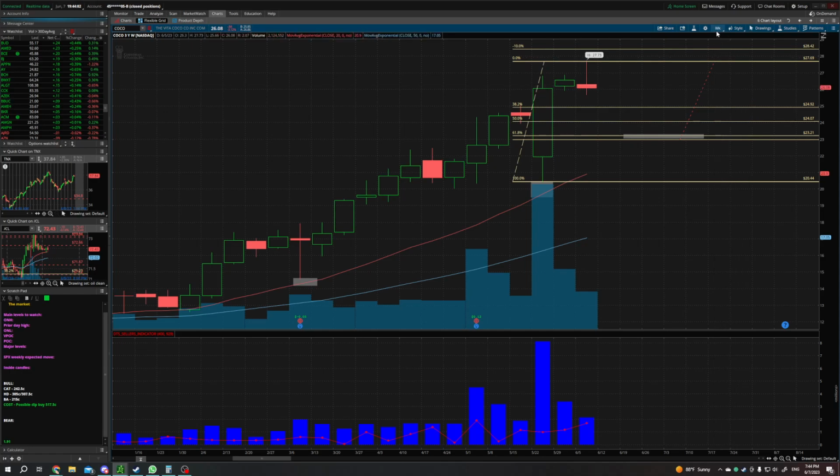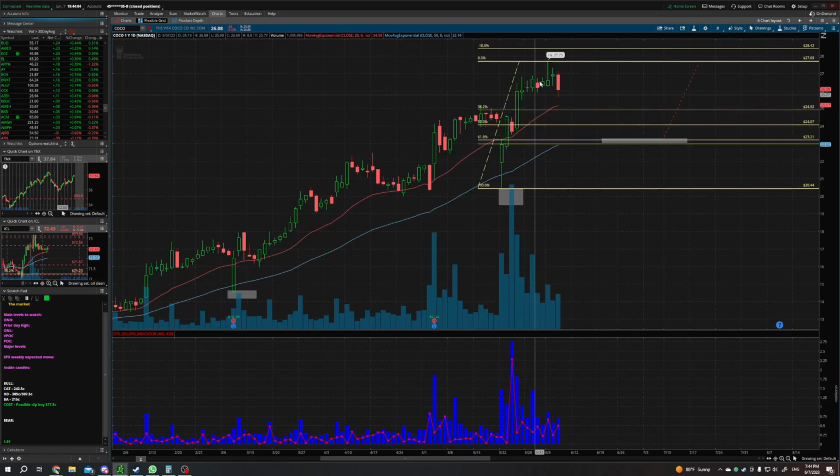There's no topping sign, to say the least, on this name. This high that I made, this pullback is not a topping sign. For me, it's hard. Getting tops is pretty hard.